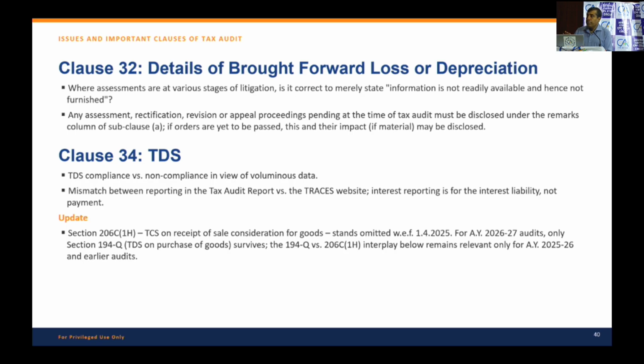Answer is no, because the way you see that table, it says expenditure in the nature of 194C. That expenditure is in the nature of 194C, but TDS is not applicable by virtue of that circular. So there will be a difference between that first column and that second column. That's how it should be reported.